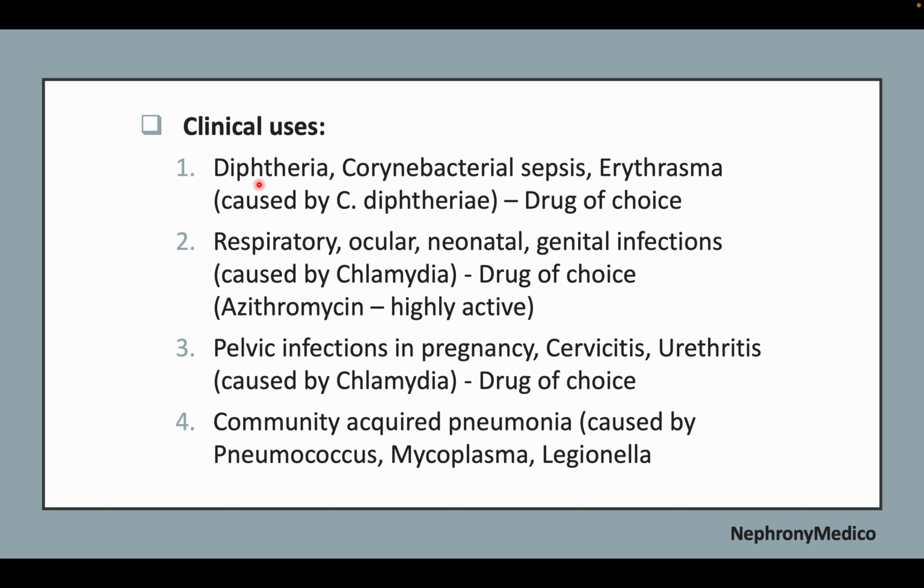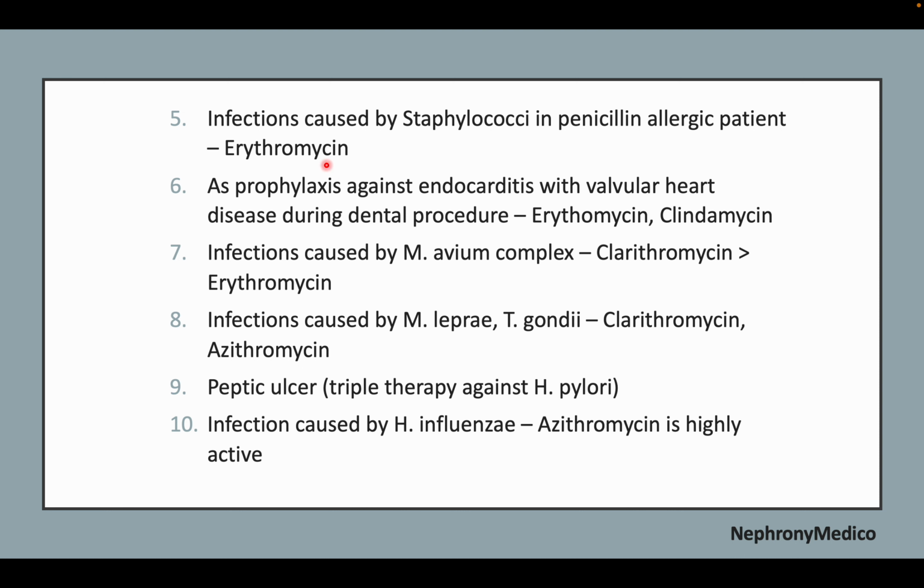Clinical uses. For diphtheria, corynebacterial sepsis and erythema, it is the drug of choice. For respiratory, ocular, neonatal and genital infection, it is also the drug of choice. Pelvic infections in pregnancy, cervicitis, urethritis, community acquired pneumonia, usually by pneumococcus, mycoplasma and legionella. Infection by staphylococci in penicillin allergic patients.